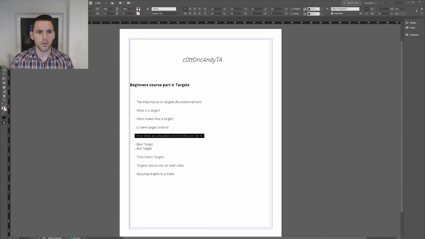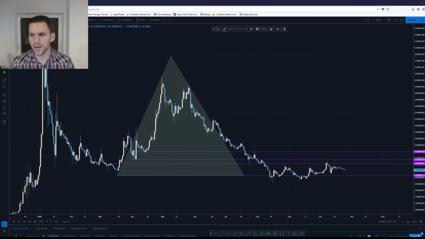Okay, so how does accumulation and distribution tie in? This is something that we are attributing to every single move that we do: accumulation and distribution. This is not some theory that we just keep in the back of our mind, saying, well, we learned about accumulation and distribution, and that's it. We don't learn about accumulation and distribution and then just forget about it. We're tying this into every single trade.